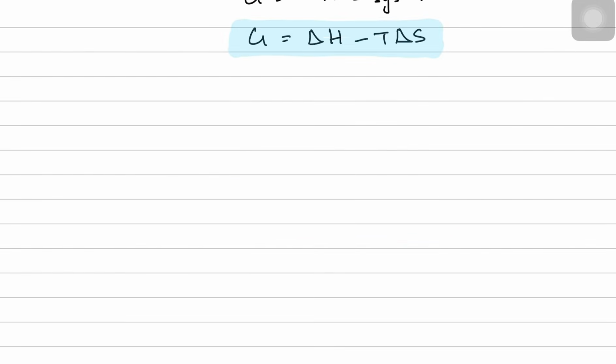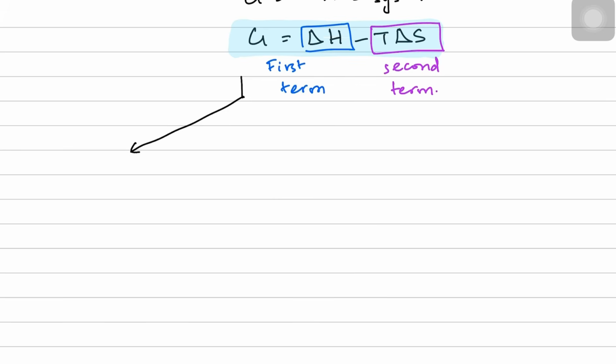Now notice that this equation has two terms. This is the first term, which is the enthalpy change of that reaction, and we have a second term, which is basically the T delta S term that determines the entropy value contributed by this reaction. The Gibbs free energy can have three possible kinds of answers. It can have a negative value, it can have a zero value, or it could have a positive value.